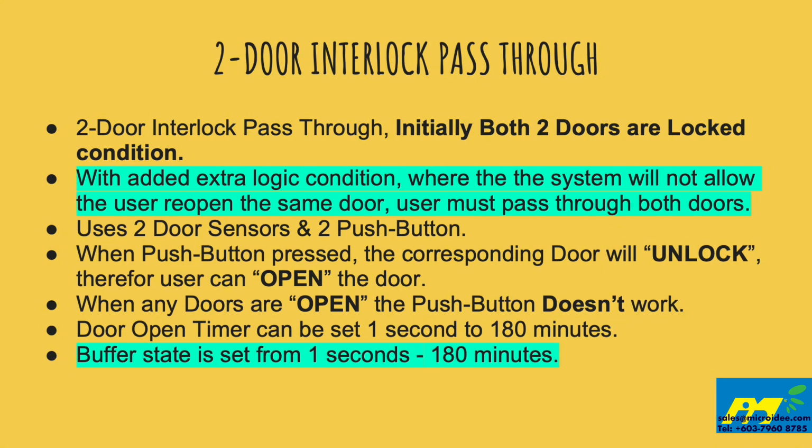So two-door interlock, initially both doors are in lock condition. Okay, so you can open the door by using a push button or access control. Since this IO board has 4 inputs, which we'll be using for 2 door sensors and 2 push buttons, whether it's push button or access control input, you can trigger the relay to open the door.